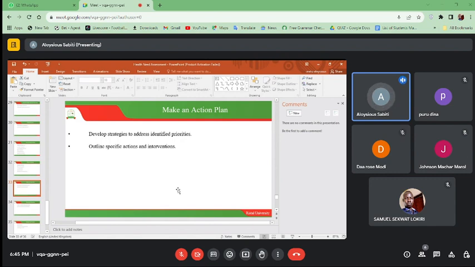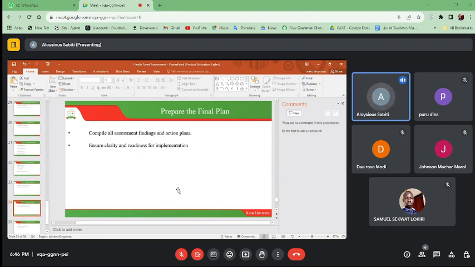So you have to make an action plan after, develop strategies to address the identified priorities. After you've identified the priorities, you outline specific actions and the interventions you're going to carry. Does it involve demonstrating to the farmers, to the mothers? Does it involve having community dialogues because they may be having problems with their men? Does it involve skilling? So you'll be able to identify these strategies.